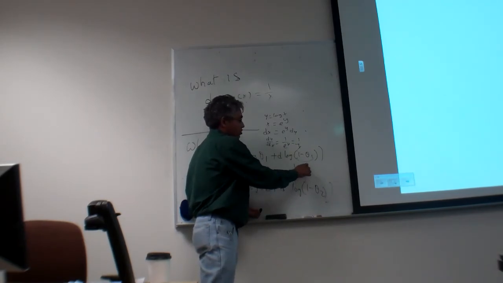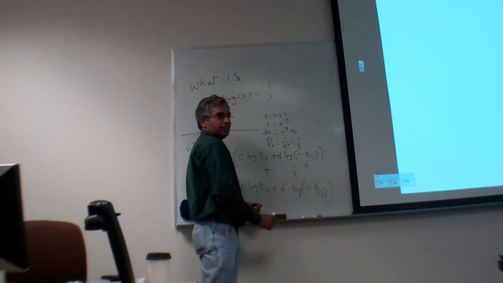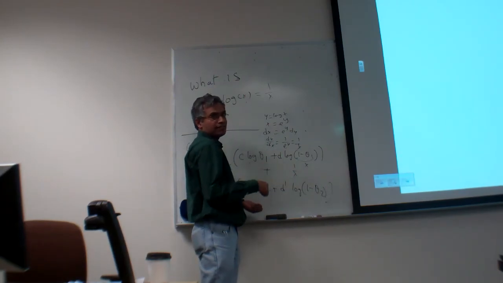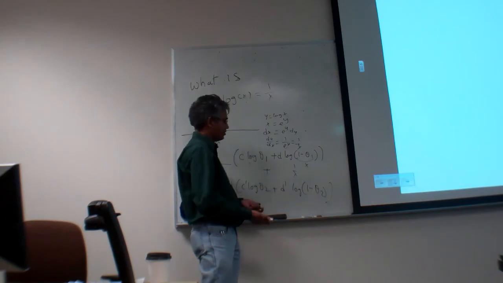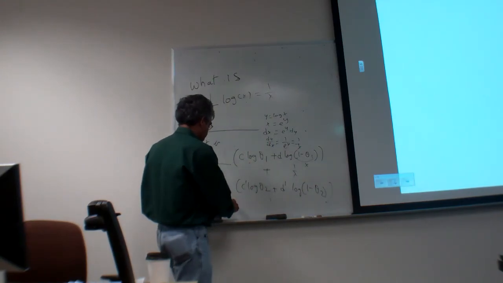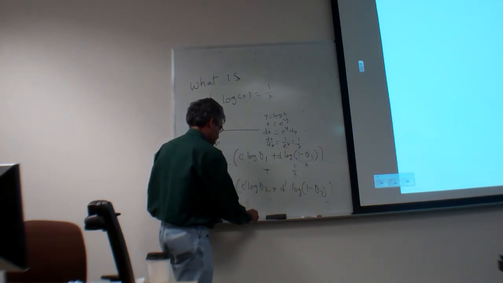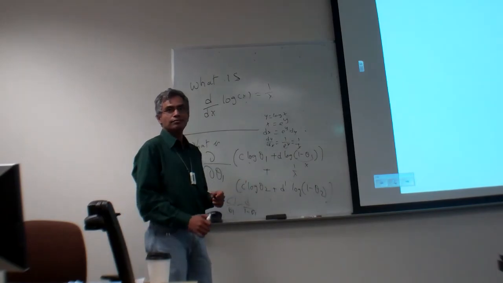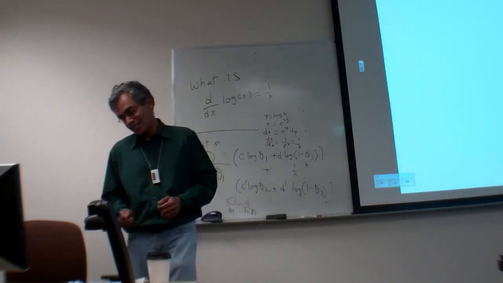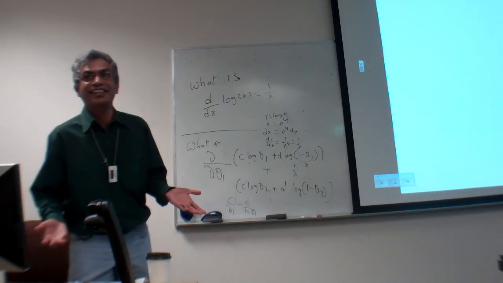you'll get 1 over x, but then you have to do d by dx of that, and so you'll get a minus. D by d theta of that, you'll get a minus. Okay? So this will be essentially c by theta 1 minus d by 1 minus theta 1. Okay? That's just, we'll be using this actually.